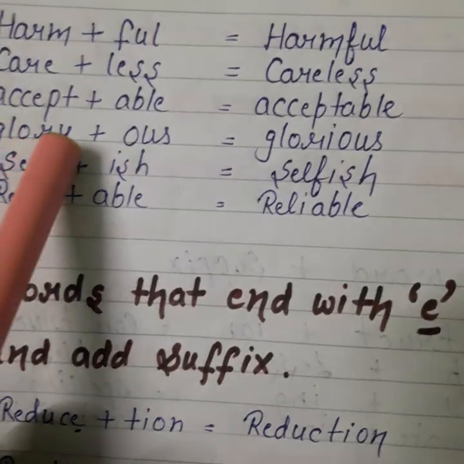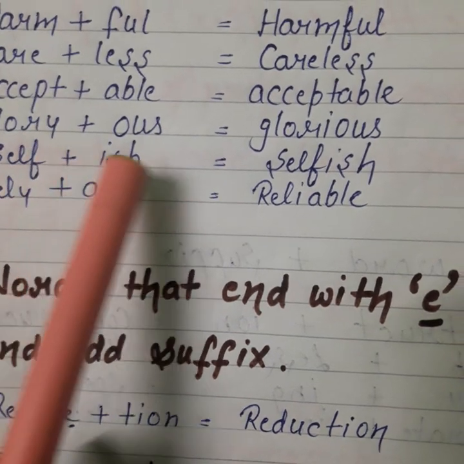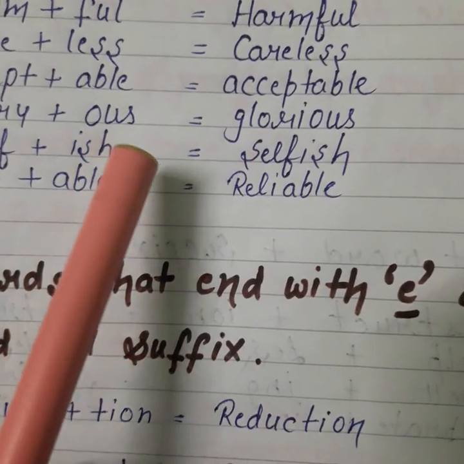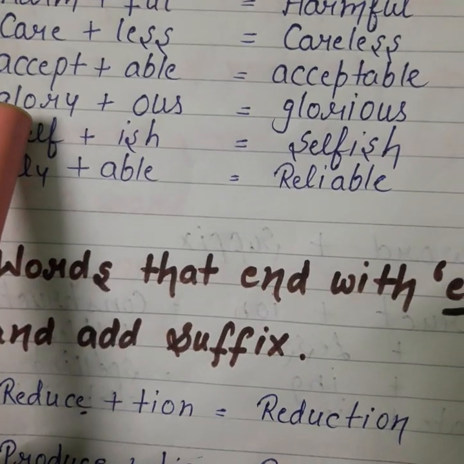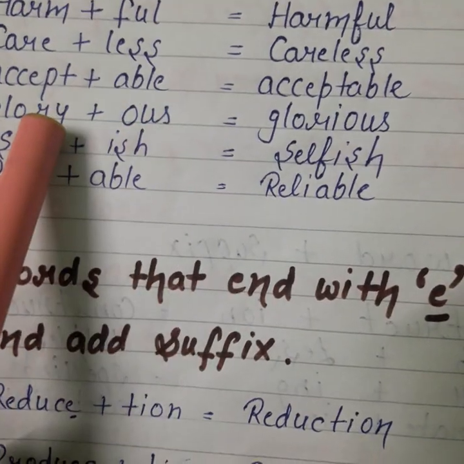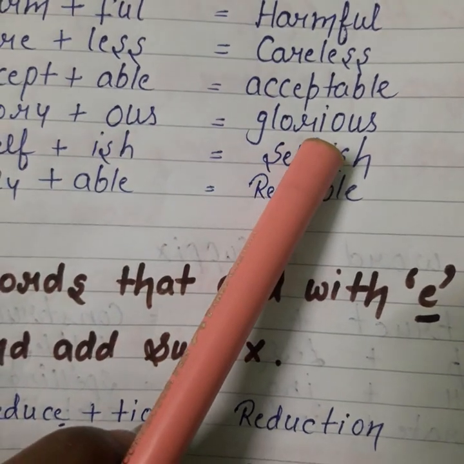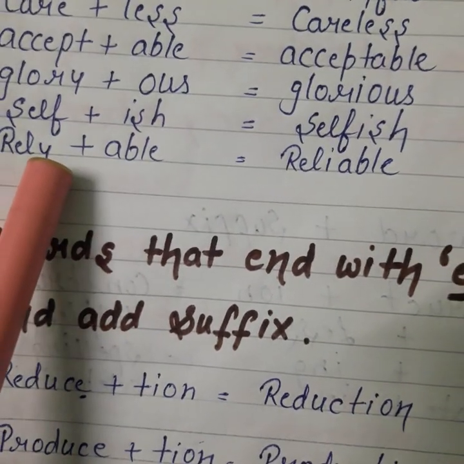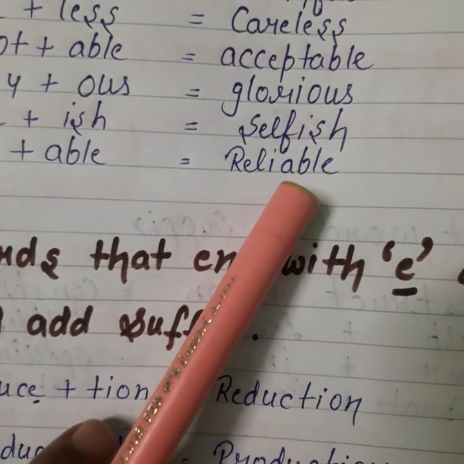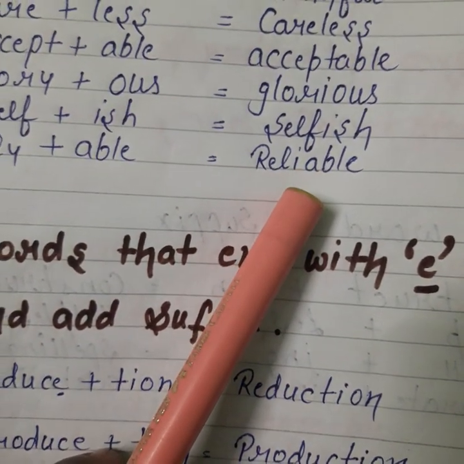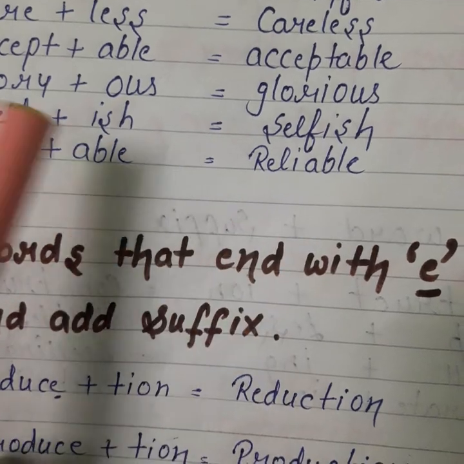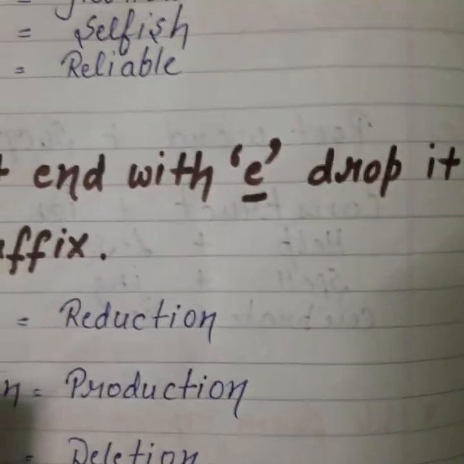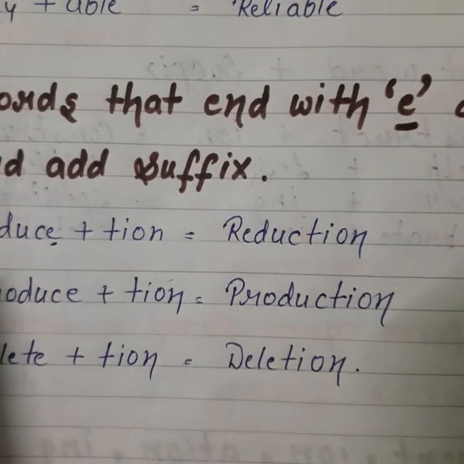See, when y is there at the end of the word, we will remove it and add i instead of y. Okay, see, glory is there and ous, so we will remove y and use i here. Glorious. Then rely, y is there, we will remove y and add i here. Reliable. Okay, next is words that end with e: drop it and add the suffix.